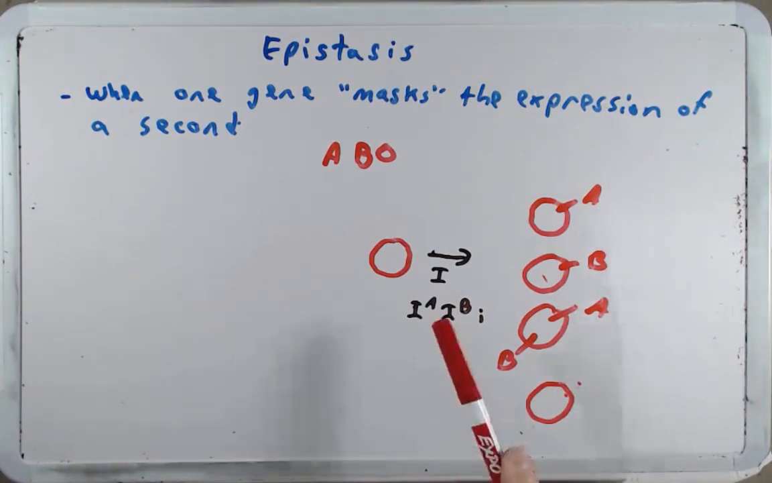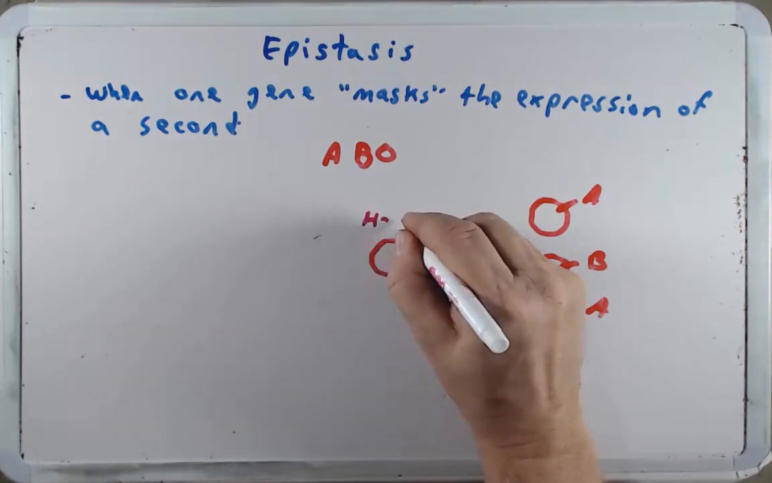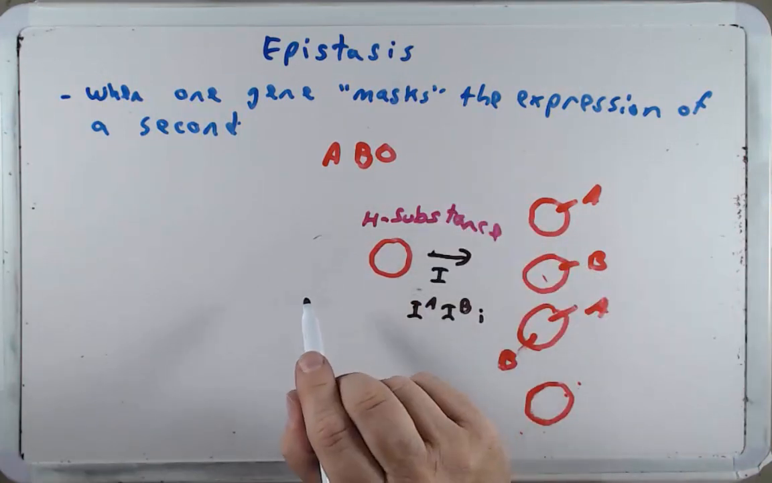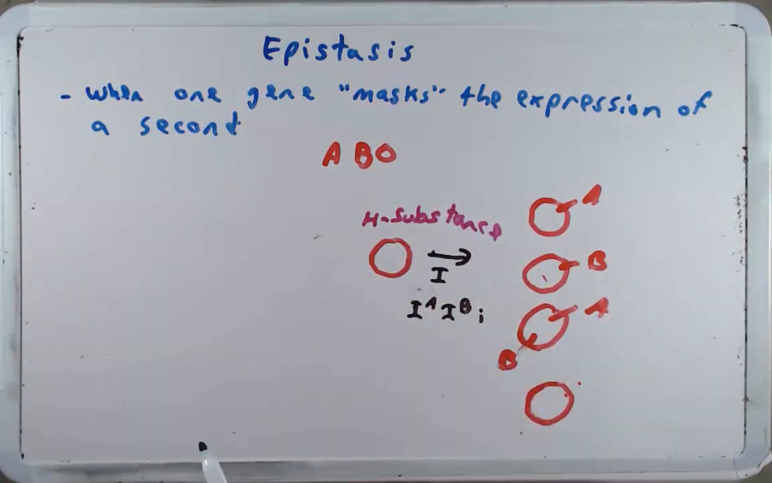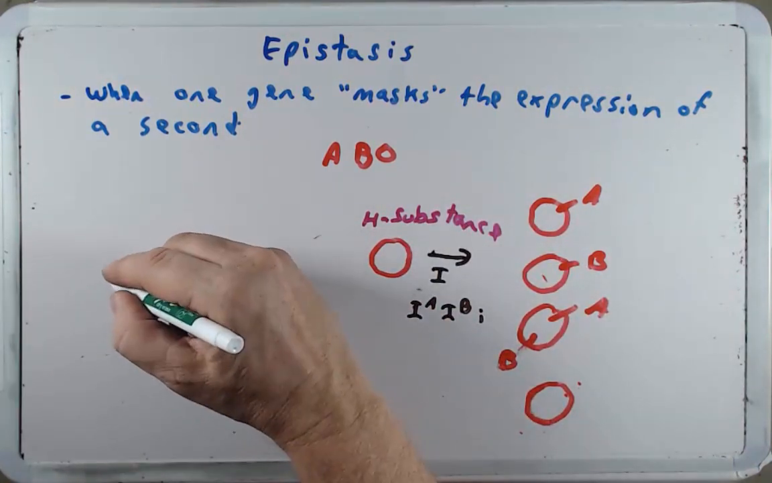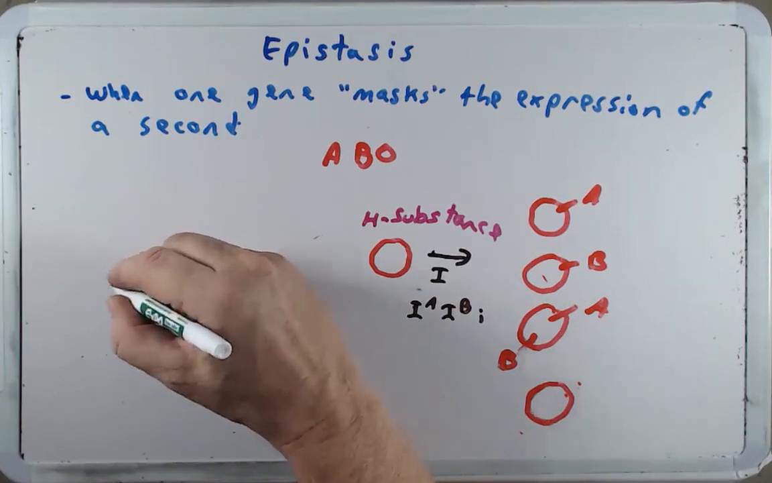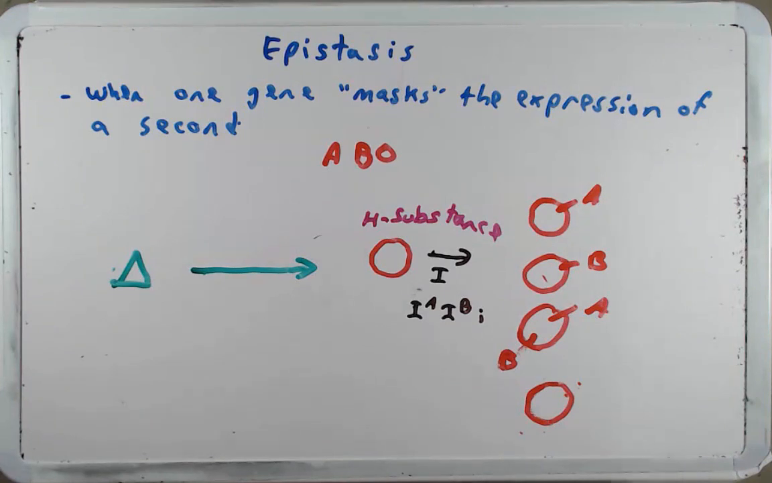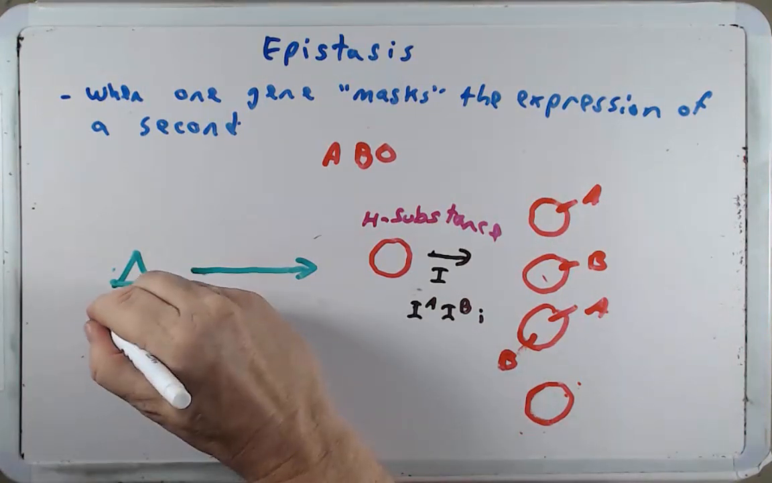But how do we make this precursor? And instead of calling this precursor, let's give it a new name. Let's call this substance the H substance. And I'll explain why we're going to call it that in just a moment. What we want to think about now is what makes this H substance. It turns out that there is an initial precursor. Let's just make it a triangle. And this one we'll just call a generic precursor.